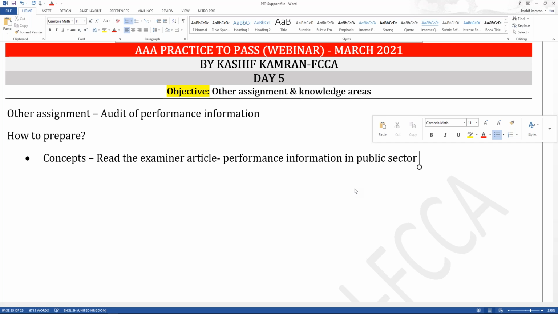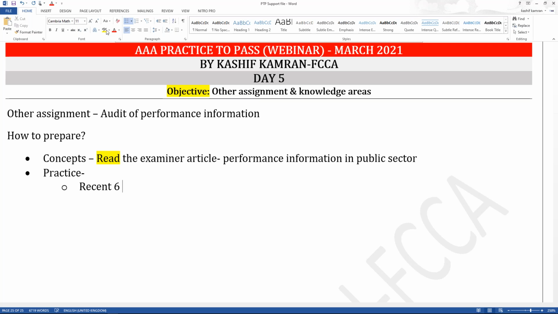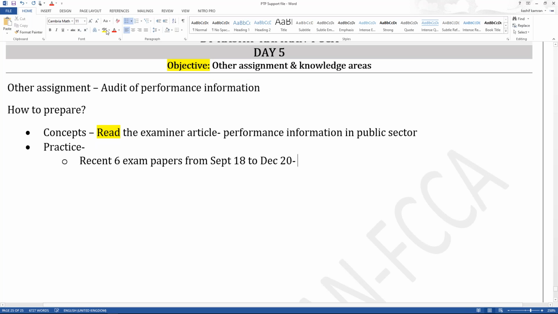Now, after you build your concepts, it's time to do practice so that you know exactly that you can apply the knowledge you gathered from reading the examiner article. When you look at the recent 6 papers, which I've been recommending over the last 4 days, recent 6 exam papers from September 18 to December 20, you will be amazed that there are no questions from this topic. If you start your practice from September 18 up to December 20, you will find not a single question on audit of performance information.